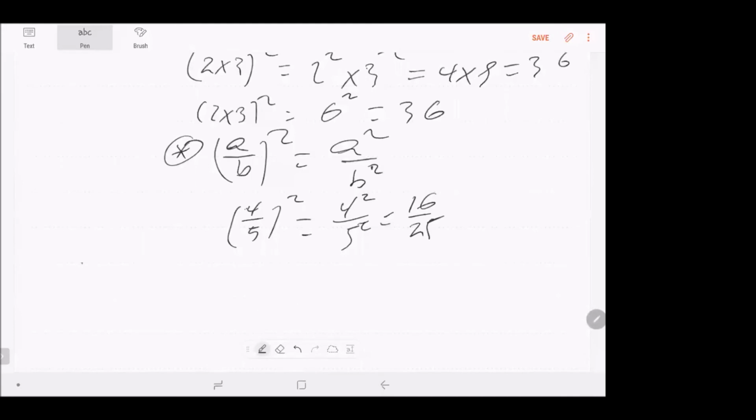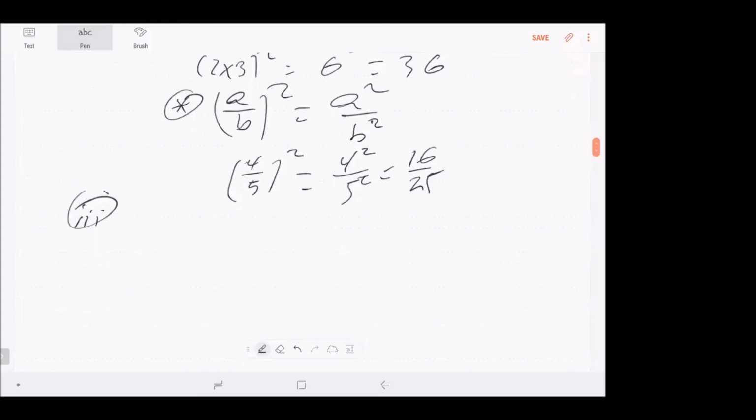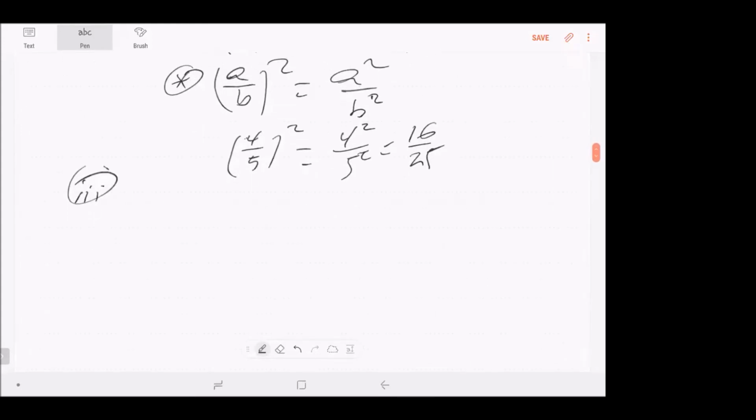And the third one. Before we go to the third one, is there any question on the first and second property? No. Okay.